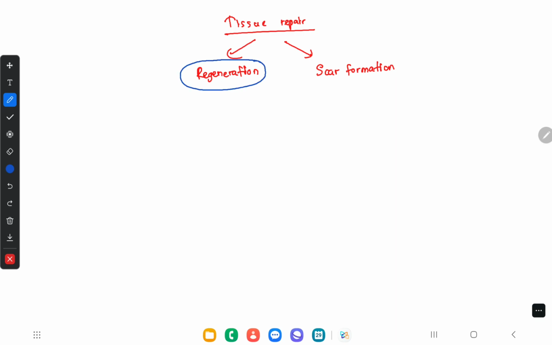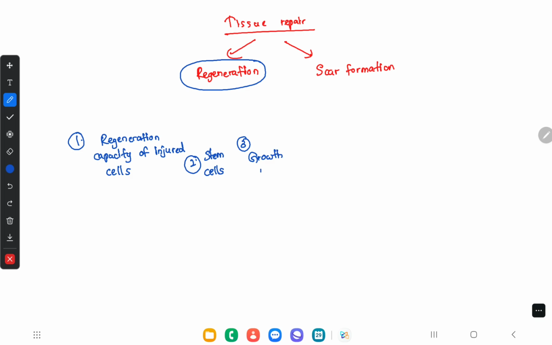As you know, tissue repair is of two types. This regeneration depends on several factors. They are the regeneration capacity of injured cells. Next one is stem cells. Third one is growth factors. Fourth one is extracellular matrix. These are the four factors that regeneration depends on.